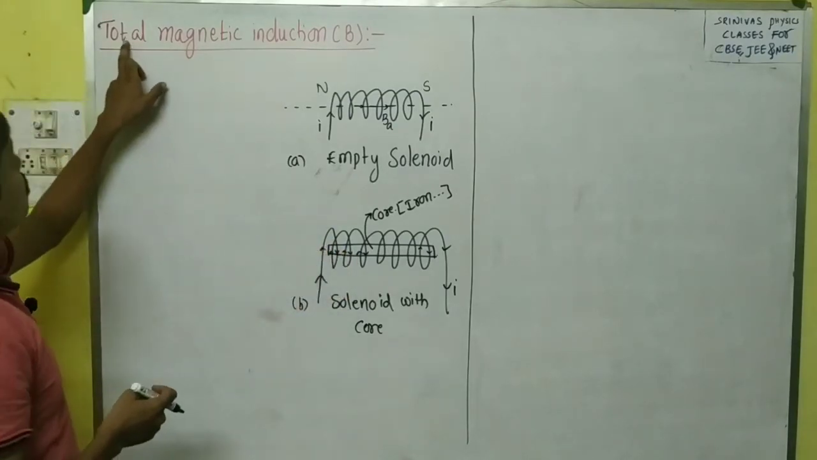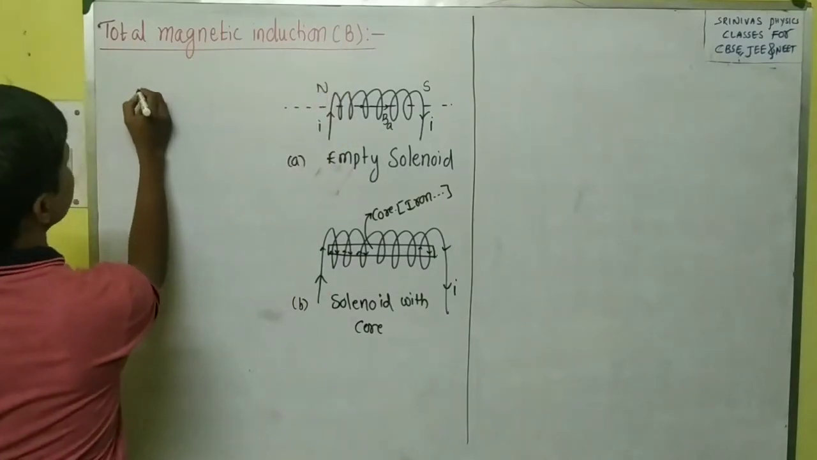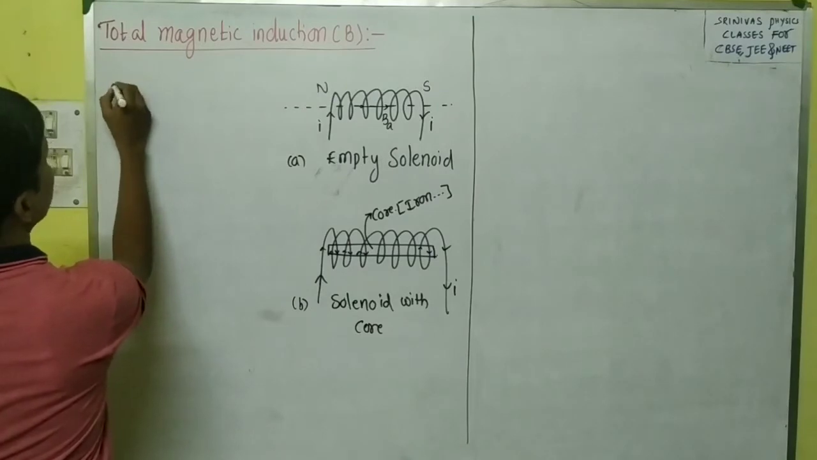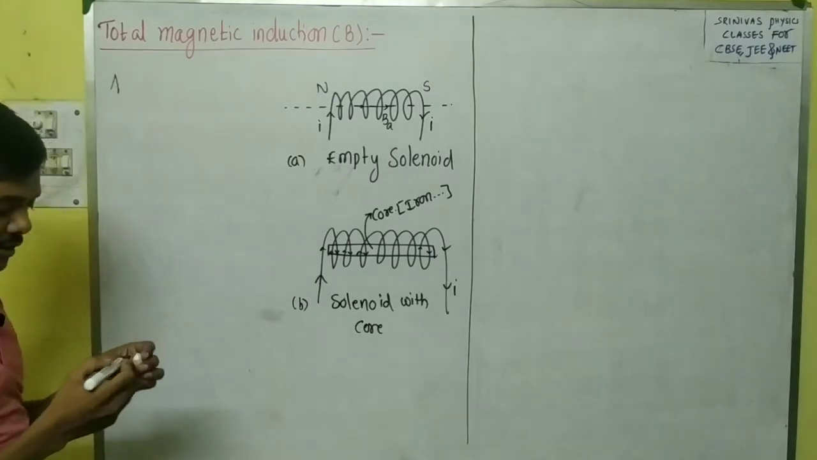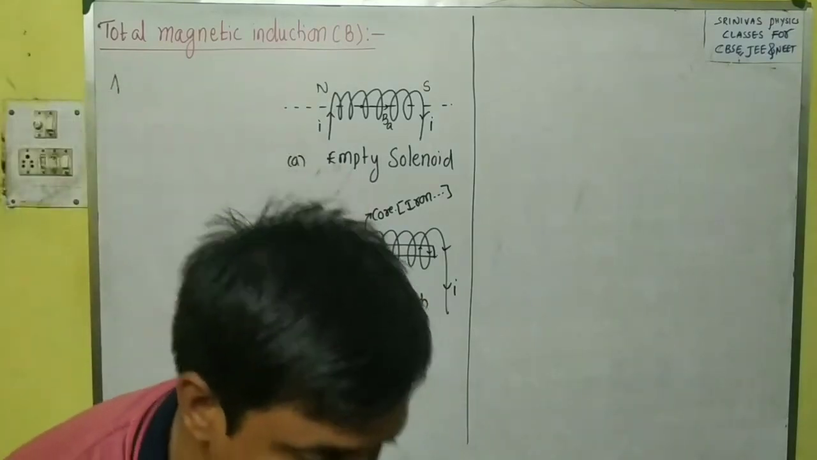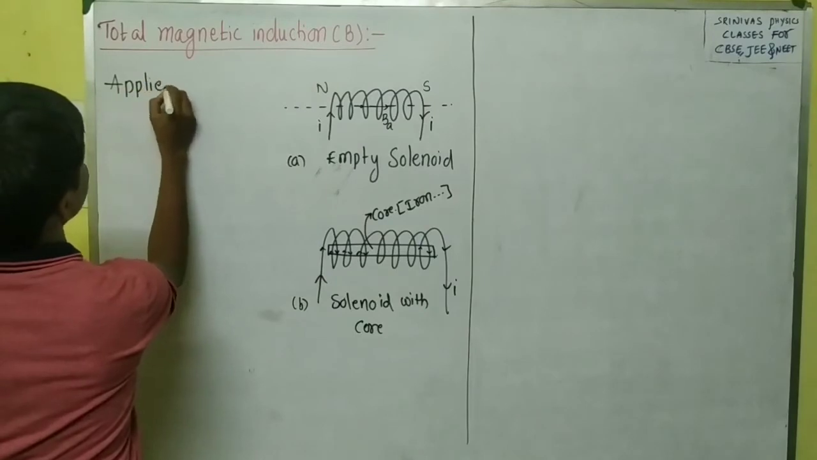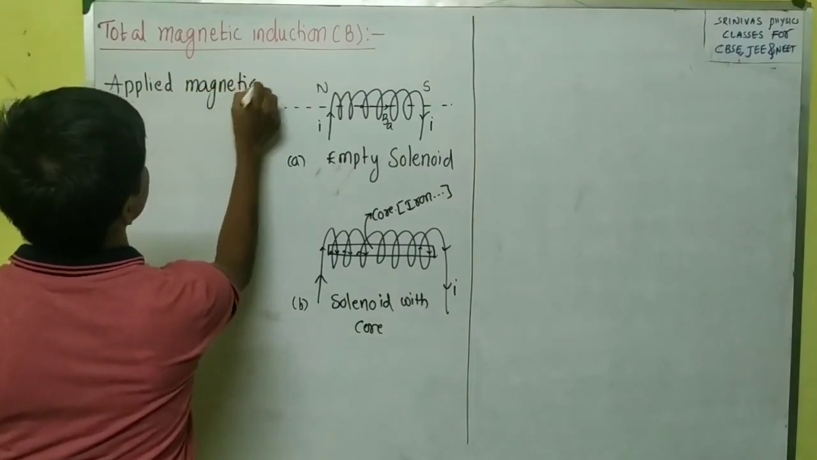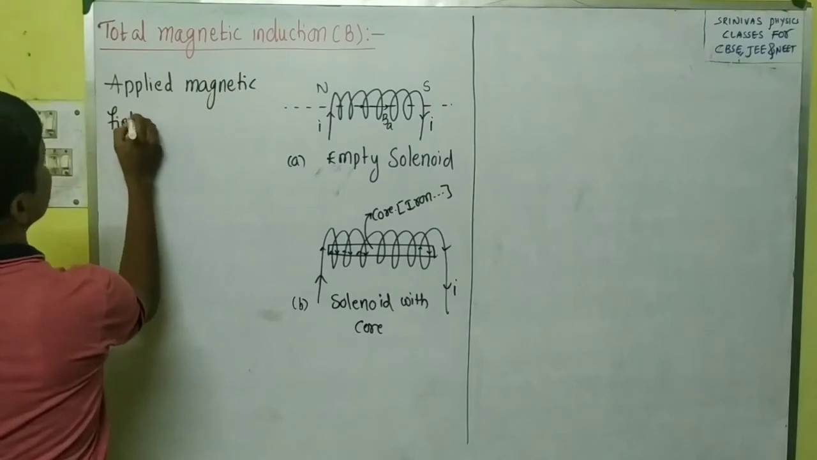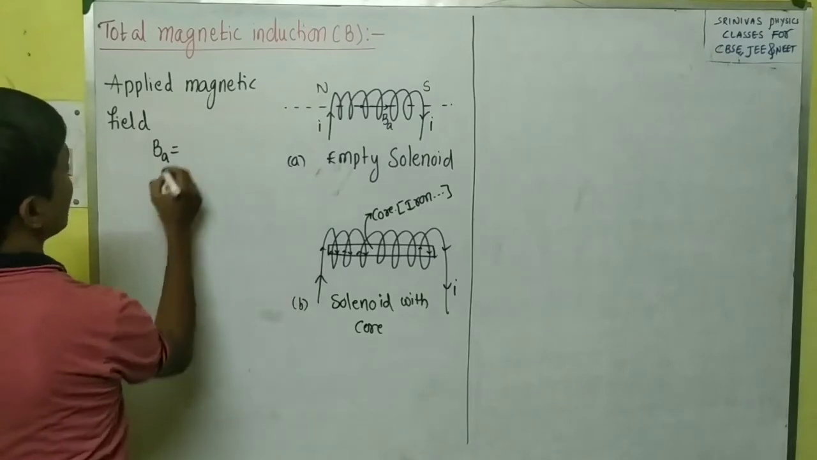That I want to derive. The total magnetic induction formula I am going to derive. For that, very simple, first the applied magnetic field, right? What is the applied magnetic field? Applied magnetic field, right? What is that applied magnetic field? That is on the axis of the solenoid.